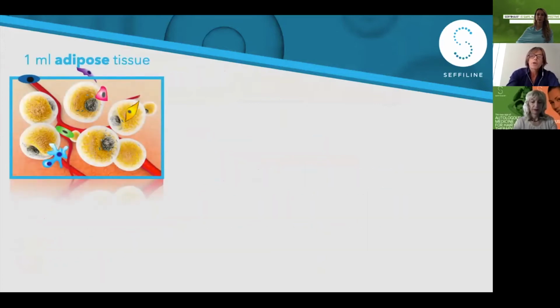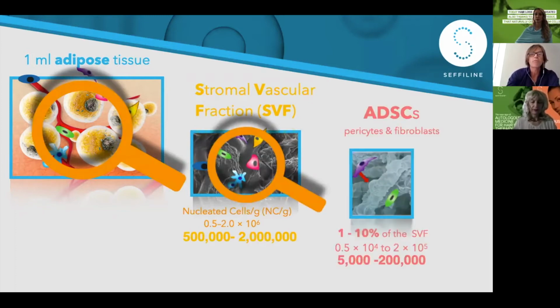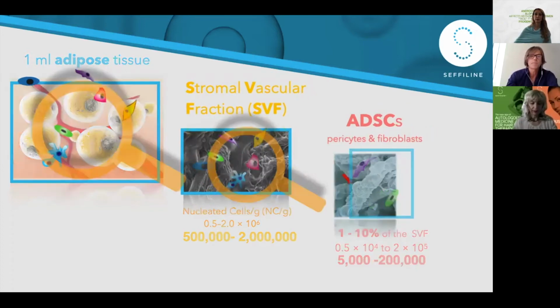It's very important when we talk about the regenerative therapy, we have to know that this therapy is dose dependent. And so it's extremely important to know how many cells we are going to administer to our patient. In 1 ml of adipose tissue, you will find more or less 500,000 to 2 million cells of the stromal vascular fraction. And 1 to 10% of these cells are adipose-derived stem cells.